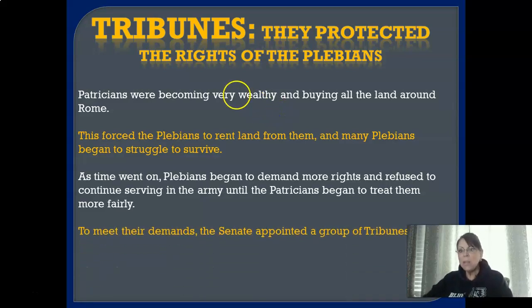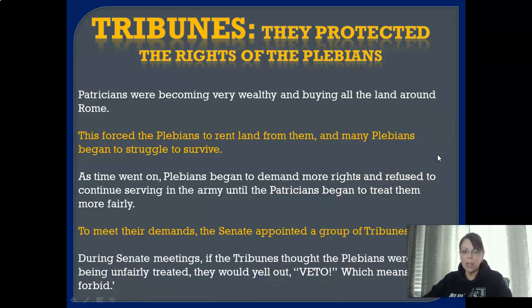So to meet their demands, the Senate gets this group of tribunes. And during the Senate meetings, if the tribunes felt that the patricians were doing something that was unfair to the plebeians, the 90% of the population, then they would yell out the word veto, which means I forbid. And veto is still something that we do today in our government. Our Congress has the right to use a veto, and so does the president. Meaning if one of the two tries to do something that the other group doesn't like or they think it's a bad idea, they can veto it. They can stop it so that it doesn't move forward. So these tribunes were using that right to protect the plebeians.